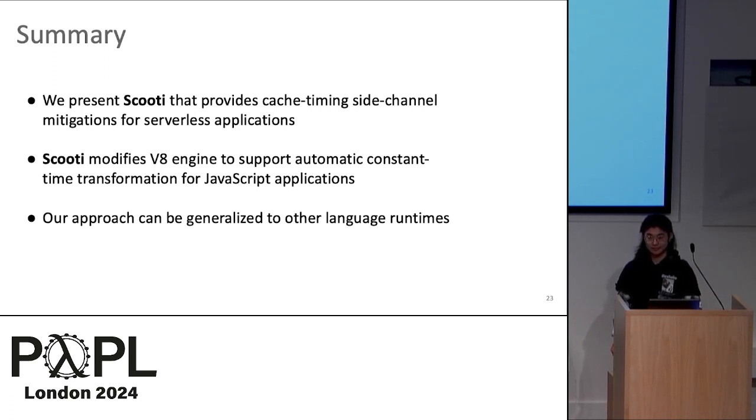My second question, if I may, is with respect to proofs. You're applying this to the production V8 engine. Can one do proofs in that setting?